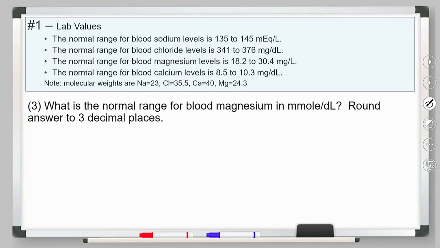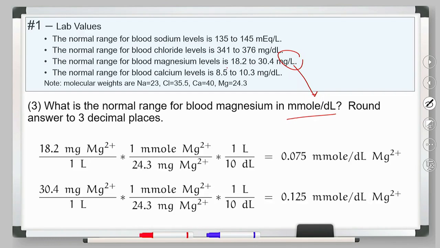All right, let's do the easiest one of the bunch, magnesium here, because we want to go to millimoles per deciliter, and we're in milligrams per liter. So that's where we start, and that's where we need to end up. That's a shorter walk. To go from weight to millimoles is only one step. So again, let's start with the lower version here. My units are milligrams per liter. Now, magnesium.